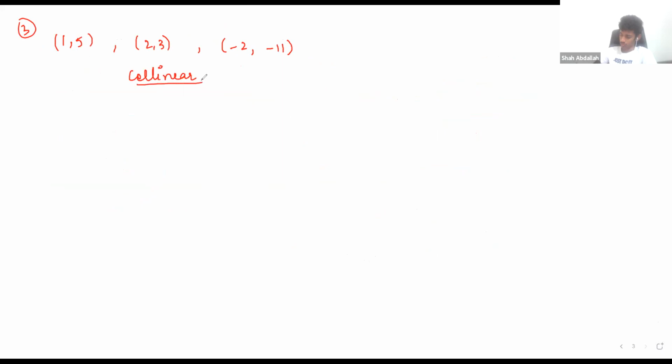Third question of NCERT. Now determine the points. You know, there are 3 points. So names are not given. Points are like this: 1, 5, then 2, 3, and -2 and -11. So these are the 3 points. The question is to determine if the points are collinear, right? Collinear. Do you know what is collinear? No. They lie on the same line. Collinear. So they are falling on the same line.